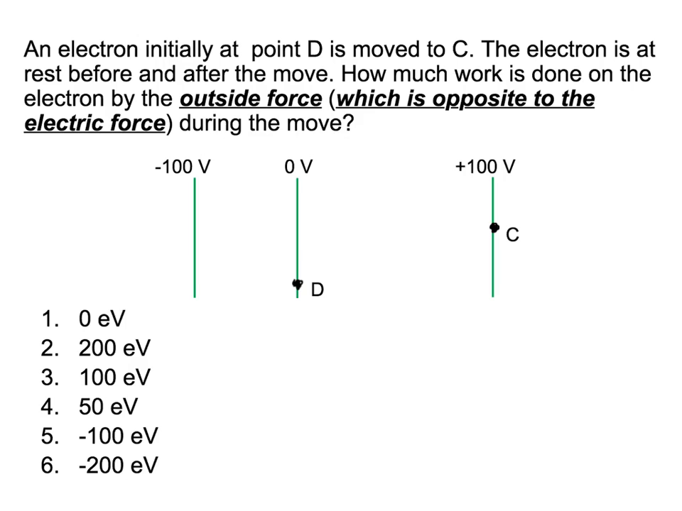Okay, let's test our understanding of this by considering the following question. An electron, initially at point D, is moved to point C. The electron is at rest before and after the move. How much work is done on the electron by the outside force, which in this case is opposite to the electric force, during the move? Is it 0, 200, 150, minus 100, or minus 200 electron volts? Now, I want you to try to answer this question before going on, and if you have trouble, I'll give you a hint, and then you can try again after the hint, and then I'll explain the correct reasoning.